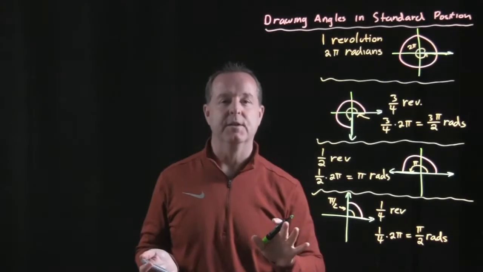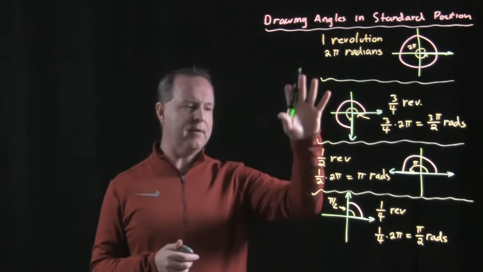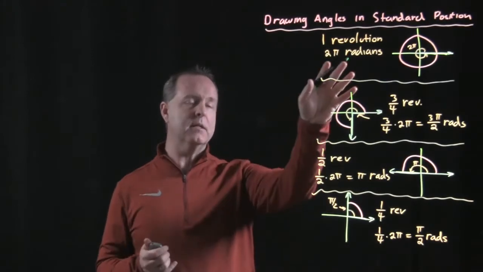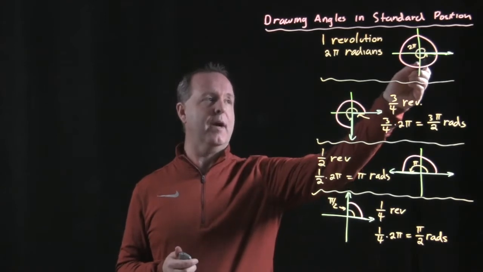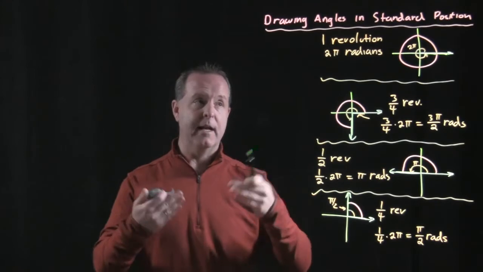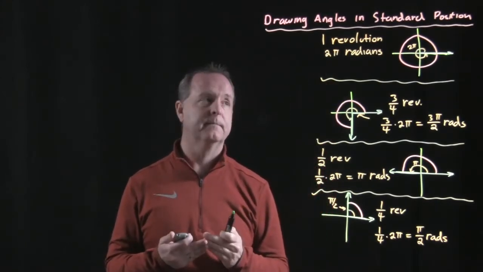What we need to learn how to do is draw an angle in standard position. So I have a couple examples of some things I hope kind of make sense to you. Let's look at our first one right here, where I have an angle that's described all the way around a full revolution of the circle. And a full revolution is the same thing as 2 pi radians.